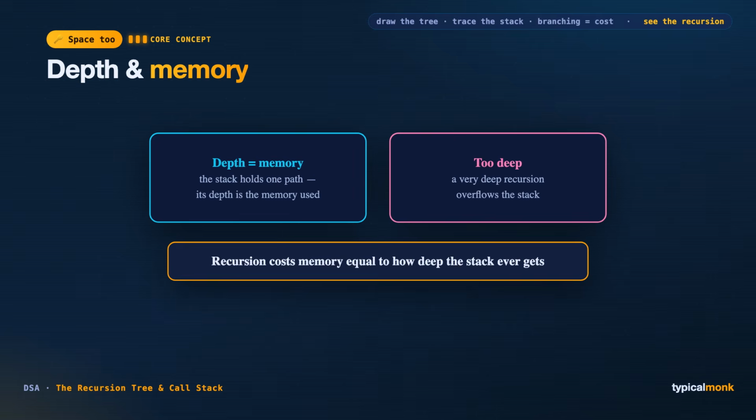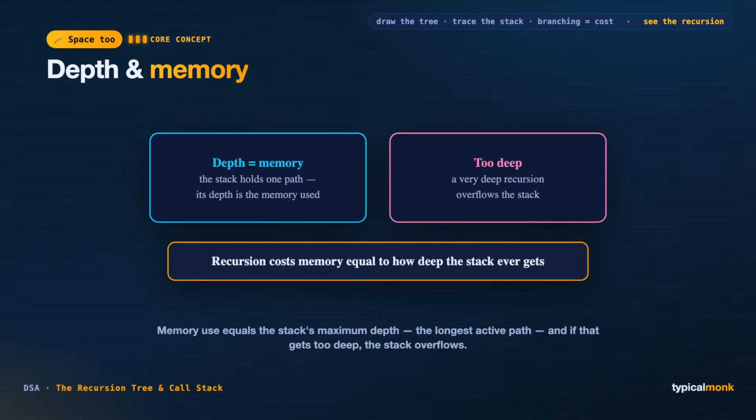So the two costs come from two different features of the picture. Time comes from the total number of nodes in the tree, driven by branching. Memory comes from the depth of the stack, the longest path. Our recursion can be cheap in one and expensive in the other, and separating them is key to reasoning correctly. So the takeaway: memory use equals the stack's maximum depth, the longest active path from root to base, not the total number of calls. And if that depth gets too great, the stack overflows. Time comes from branching, memory from depth.